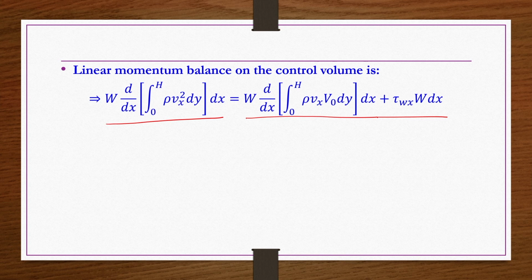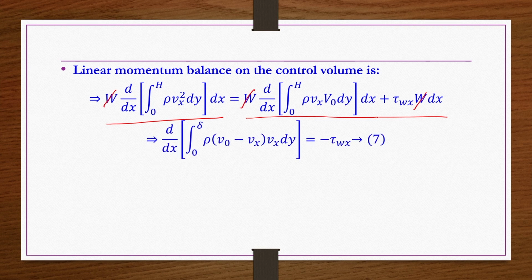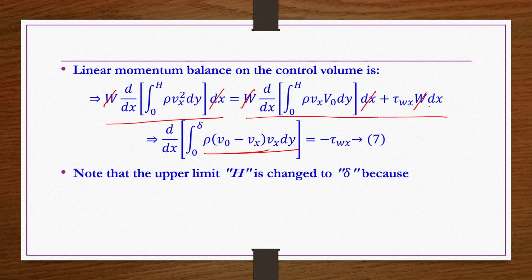So, when you take out this constant W and then rearrange this equation, you get minus tau Wx is equal to d by dx of the integral from 0 to delta of V multiplied by (V naught minus Vx), Vx dy. Because this dx, this dx, this dx are also cancelled out.